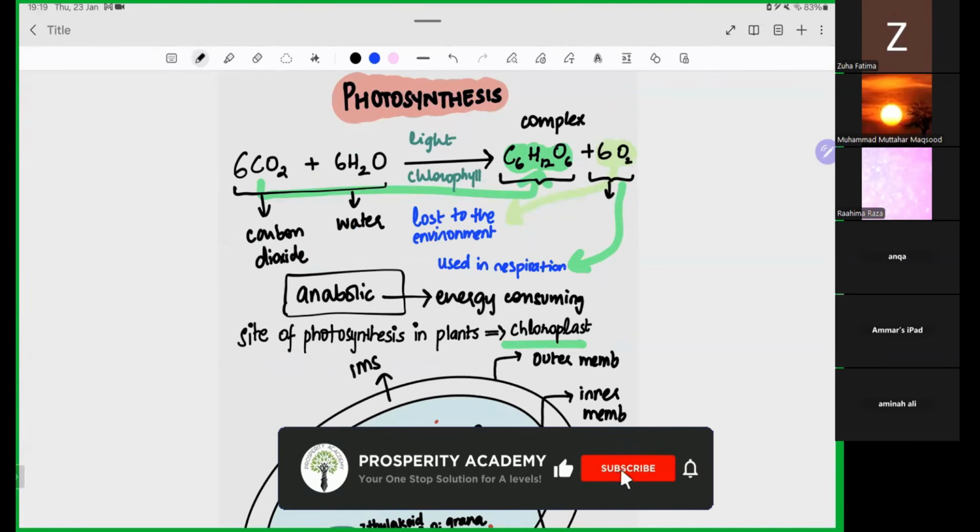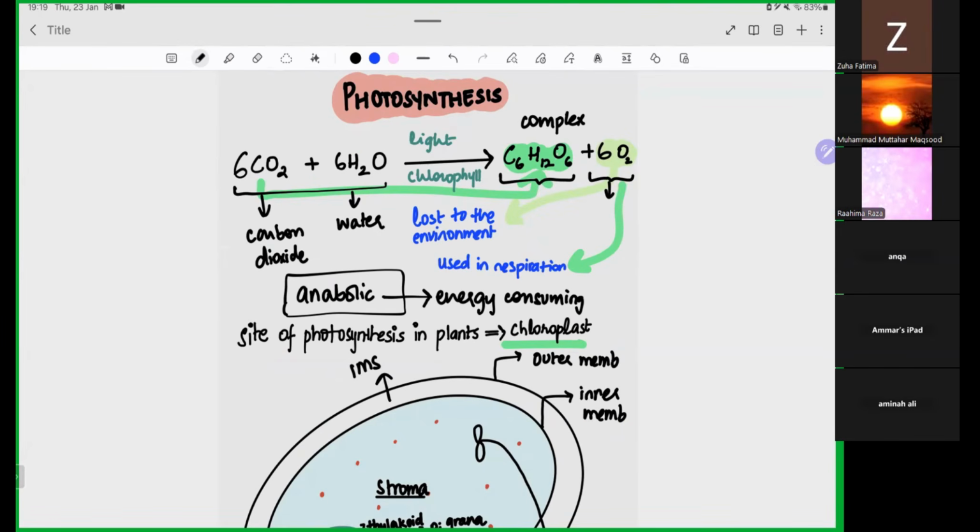Okay, so in yesterday's class, we started with the topic of photosynthesis. And we said that photosynthesis is the mechanism through which autotrophic organisms synthesize their own food. So it is an anabolic reaction, which is an energy consuming process wherein the light energy is utilized for the synthesis of glucose or other organic compounds.